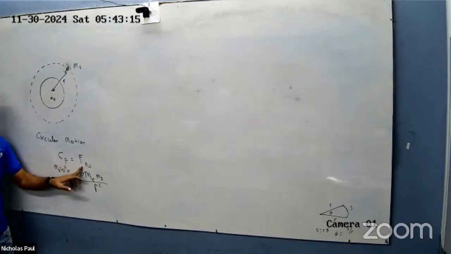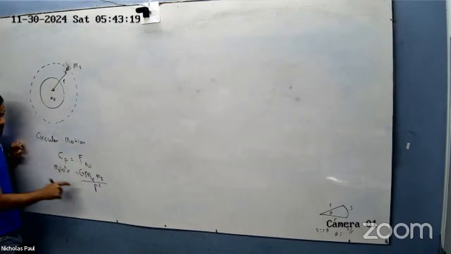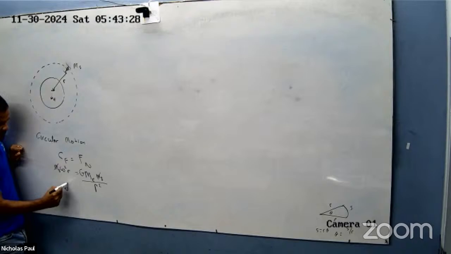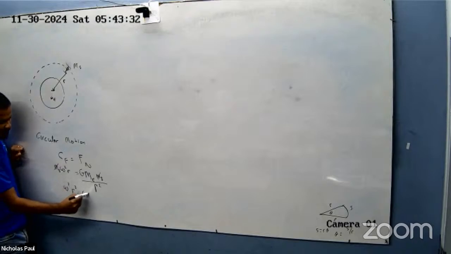Centripetal force is equal to Newton's force of attraction, right? And this is the formula we tested. You would recognize that this and this will cancel. The r's will come up here. So you'll get omega squared r cubed is equal to GM_E.